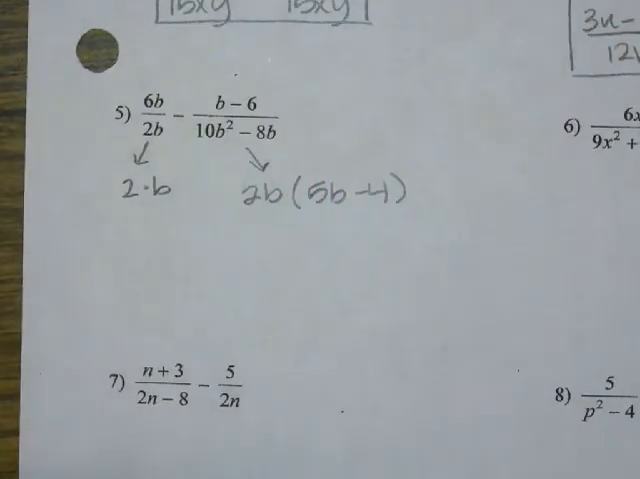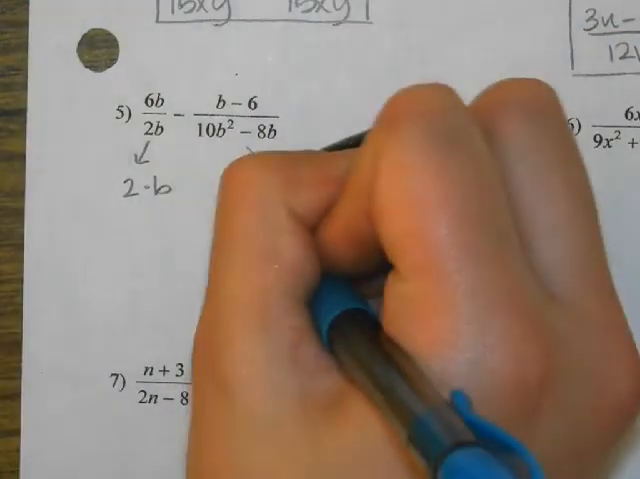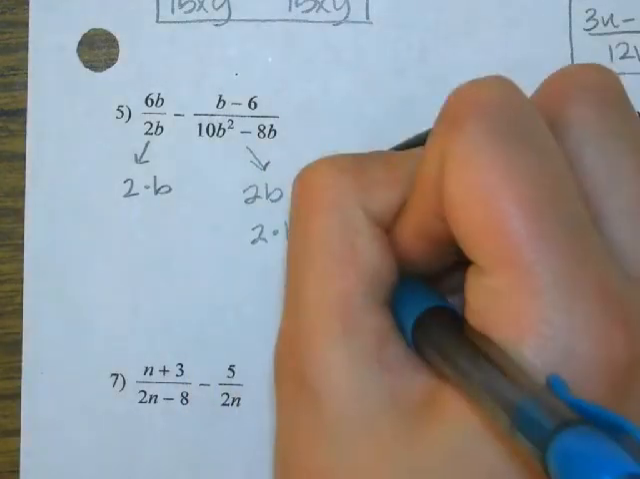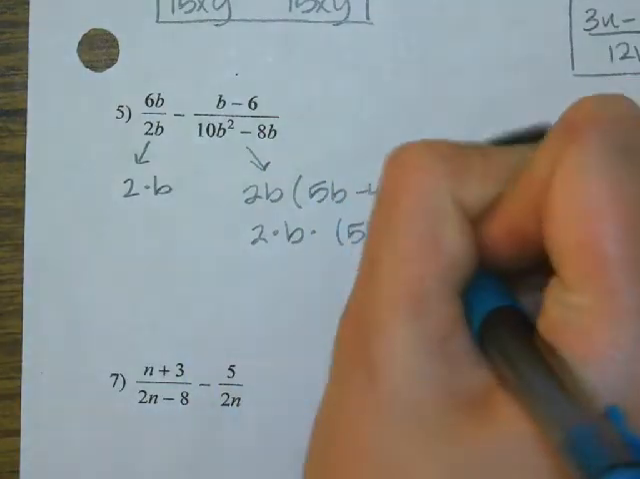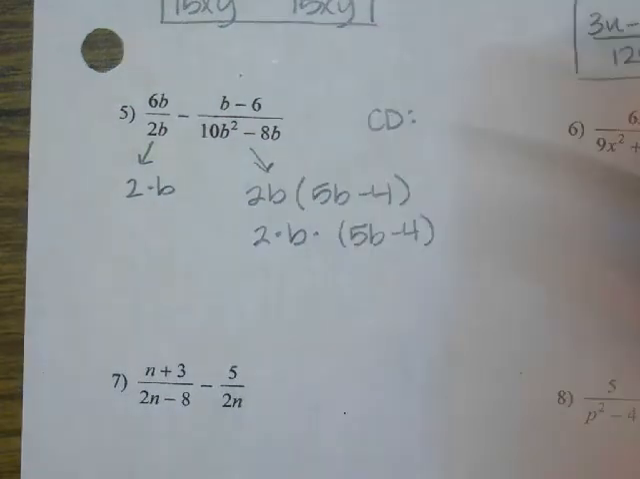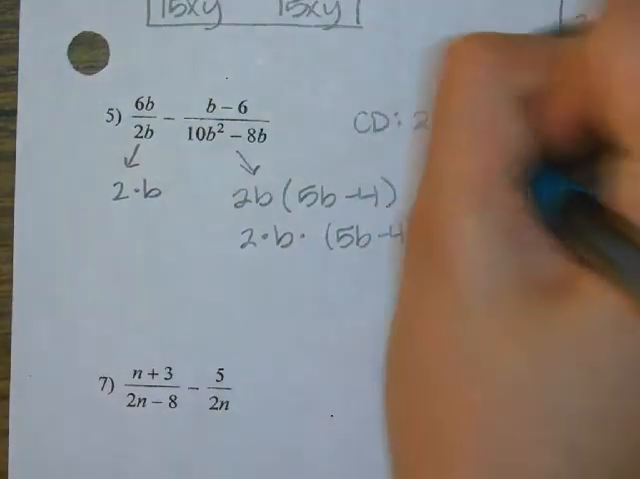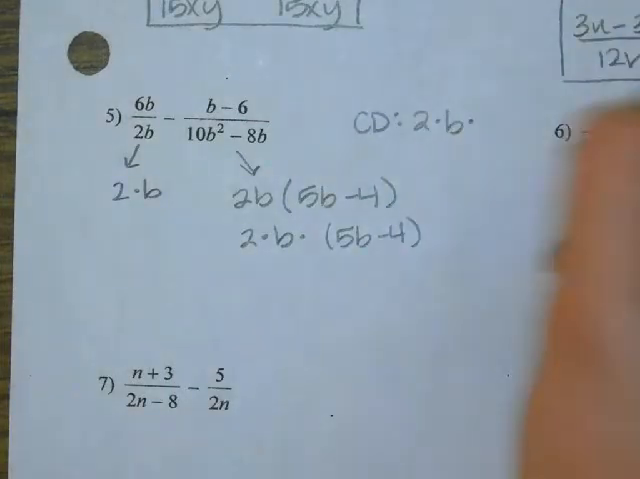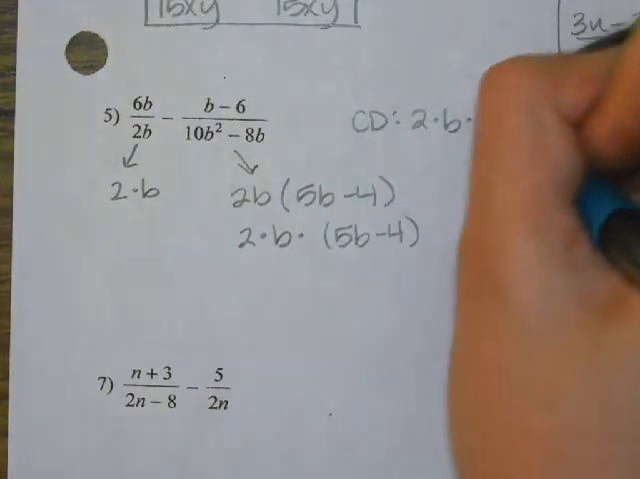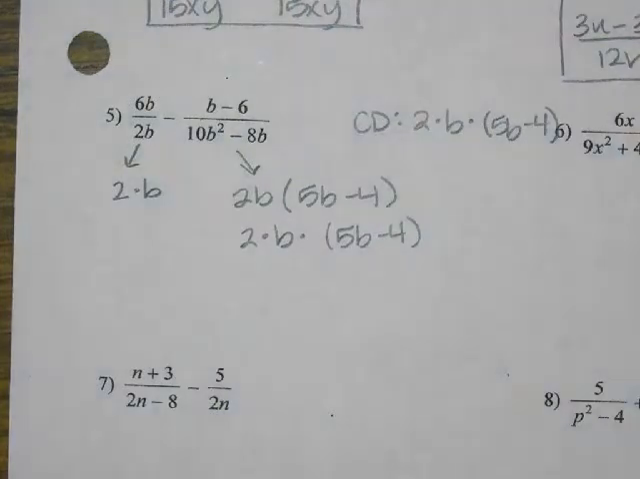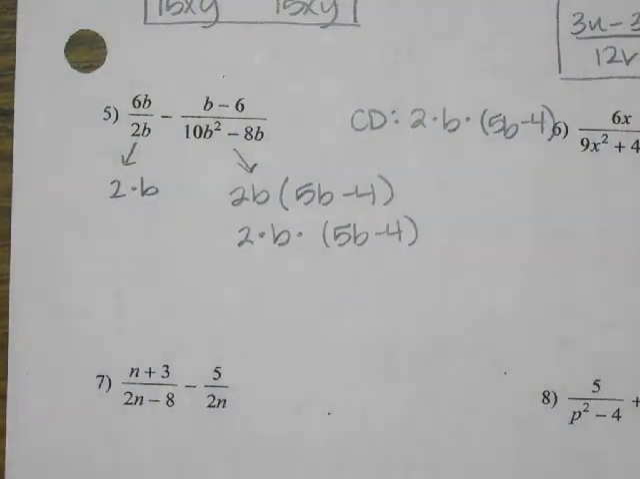Okay. So that means we've got a 2 that's all by itself, a B that's all by itself, and then we have that whole group. So our common denominator needs 1 2, 1 B, and then you need the group. Okay. So what does your first fraction need? The group.